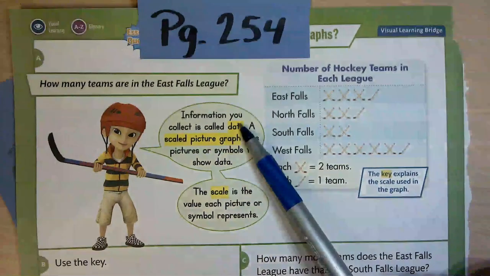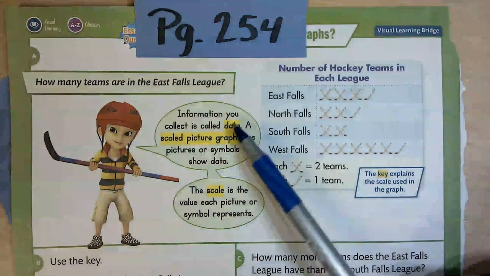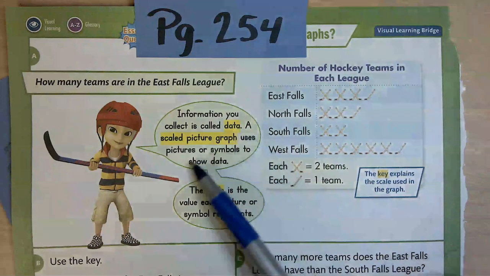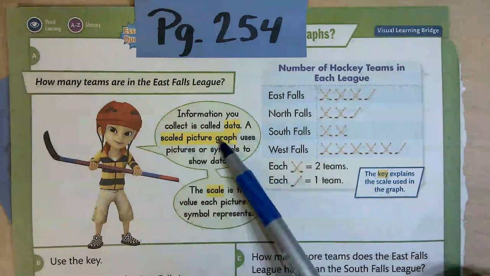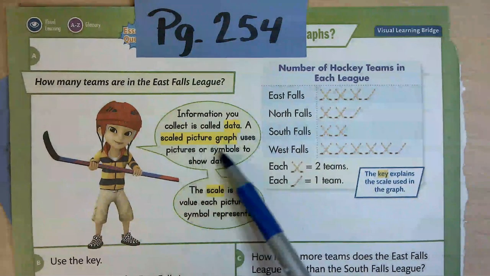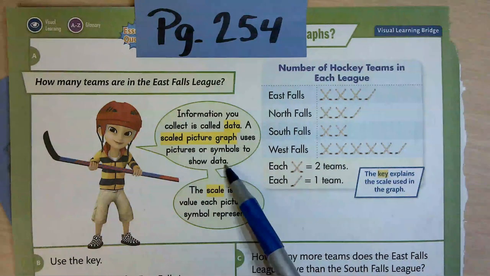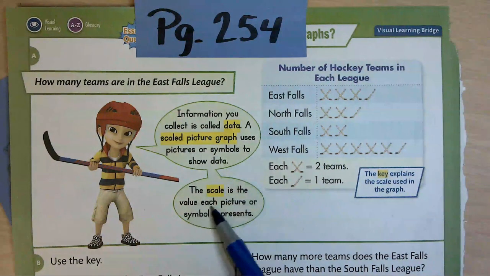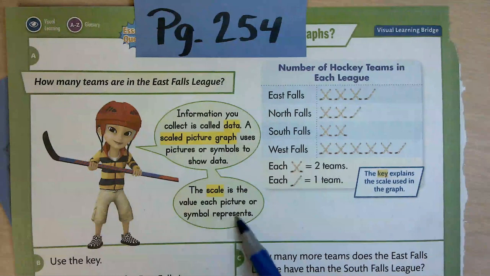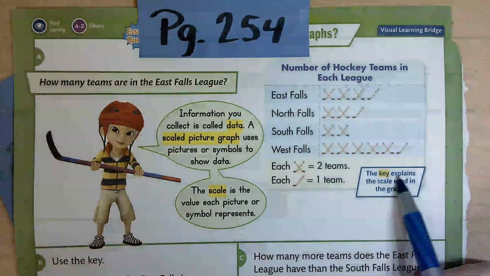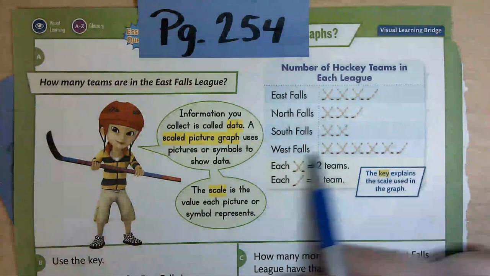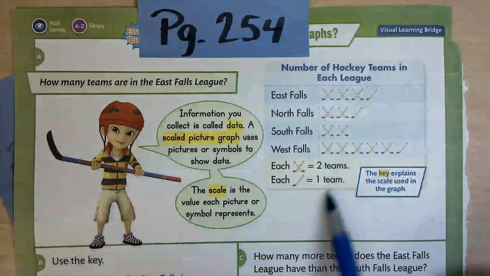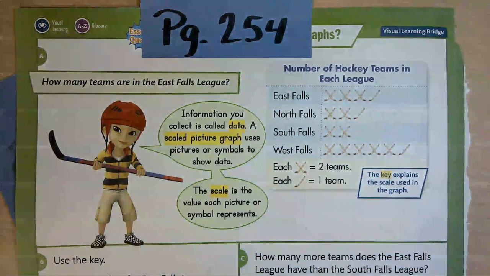Then it says information that you collect is called data. And a scaled picture graph uses pictures or symbols to show that data. The scale is the value each picture or symbol represents. All right, and that's what this is. This is a key which explains the scale. So our key is down here, and it helps us know what we're talking about.